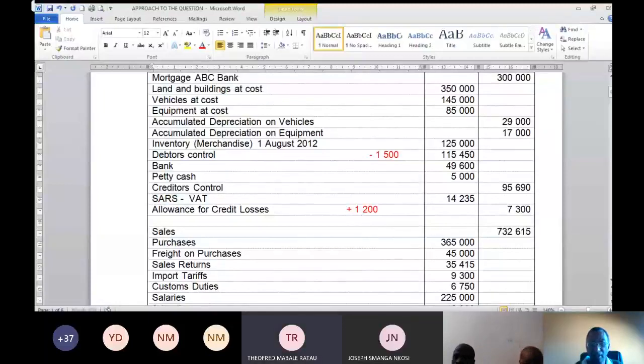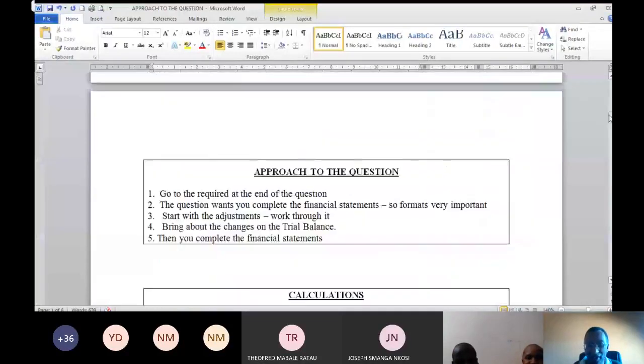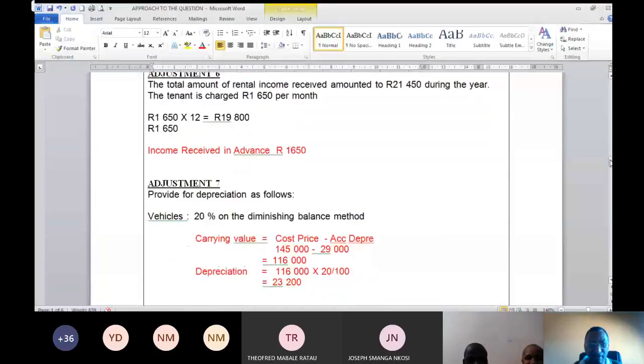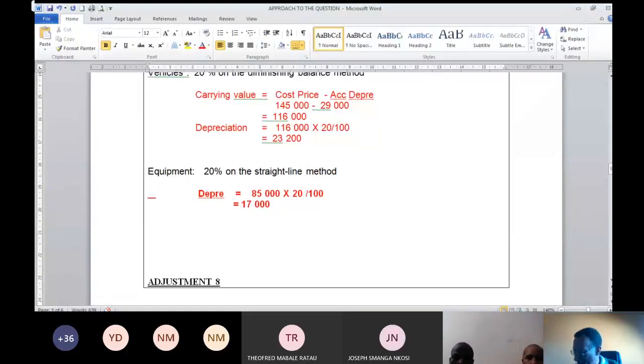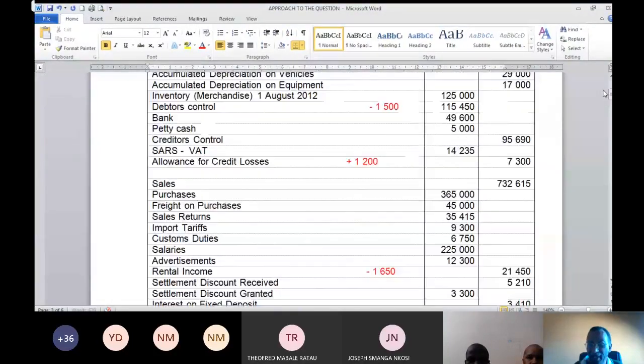Yes, the cost price of equipment is 85,000, not 85,500. If you can see, you made a mistake somewhere. Thank you very much. But your calculation is still 17,000, I think. Okay, let me just quickly change that. Yeah, it is 85,000. Thank you for that. Your answer is still 17,000. I just made a typo there. It's 17,000 Rand.